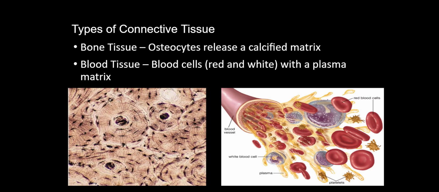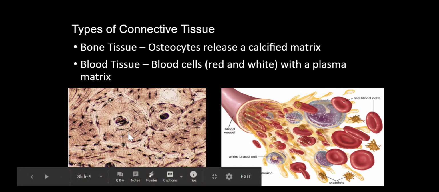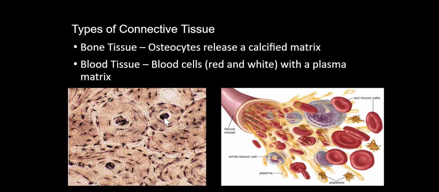Okay. Then the other two types of connective tissue are bone tissue, which the cells themselves are these little kind of dark spots. Those are called osteocytes. And they kind of exist in these concentric circles surrounding blood vessels. We'll get to bones later.